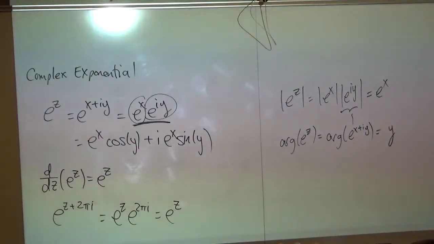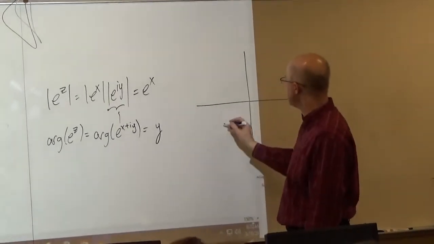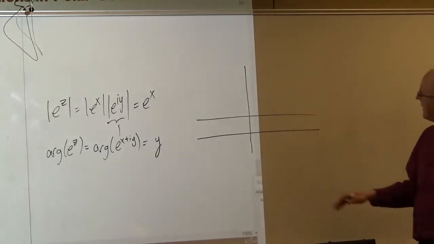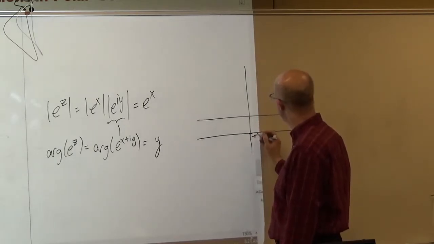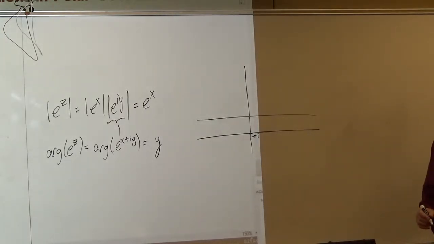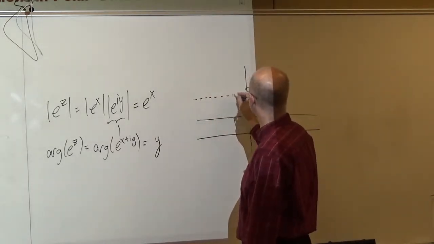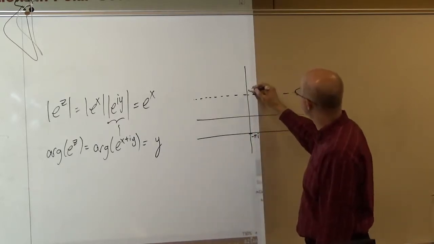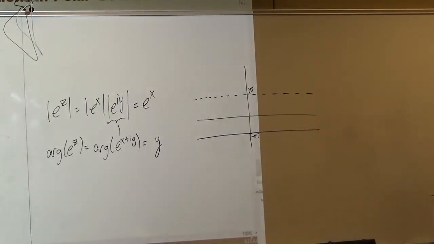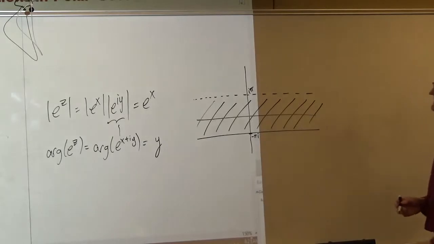Think about how this would map an infinite strip, say, whose boundary on the bottom is a horizontal line at negative pi i, if this is the complex plane. The imaginary part is negative pi. And whose boundary on the upper part is not included in the set. And that upper boundary intersects the imaginary axis at the point i pi, or pi i. Consider what would be the image of this set under this mapping.